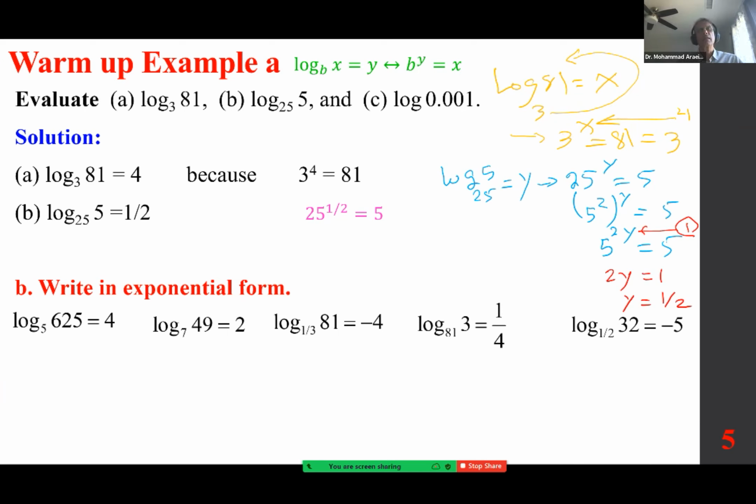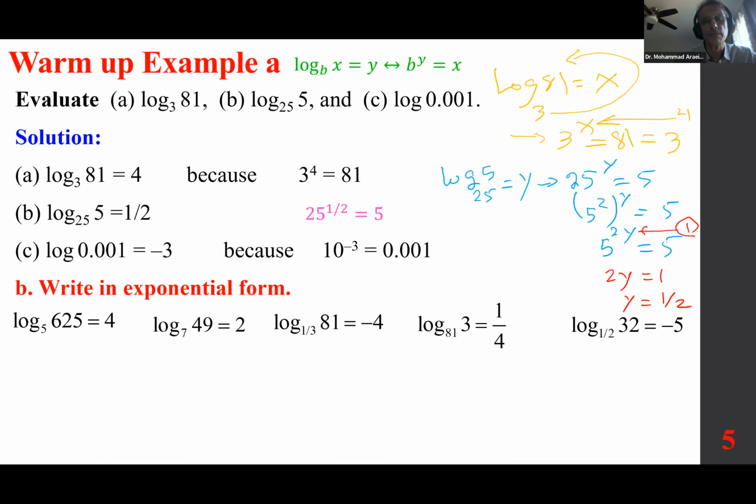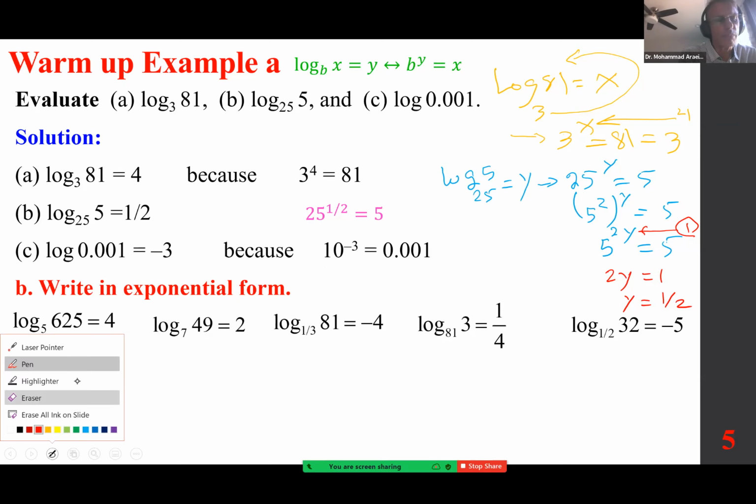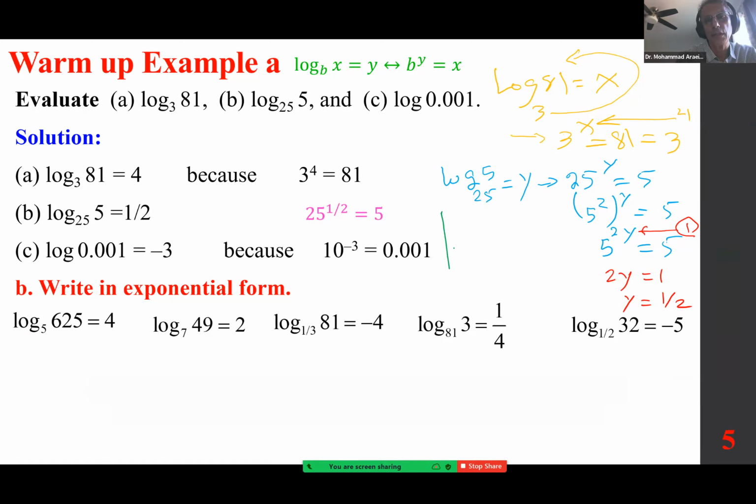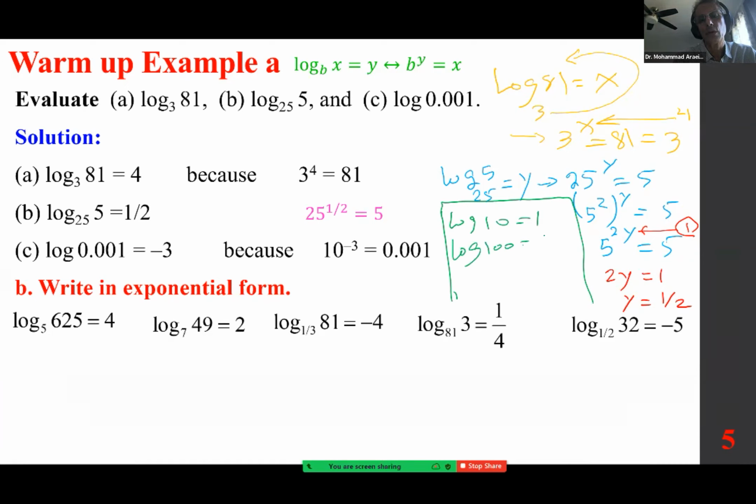And the last one, log of 0.001, is -3, because 10 to the power of -3 is 0.001. What I want to discuss is powers of 10 while we are here, and that is when the base is 10, remember log 10 is 1. Just look at the number of zeros. Log 100 is 2. Let's say log of 10,000, we have 4 zeros.